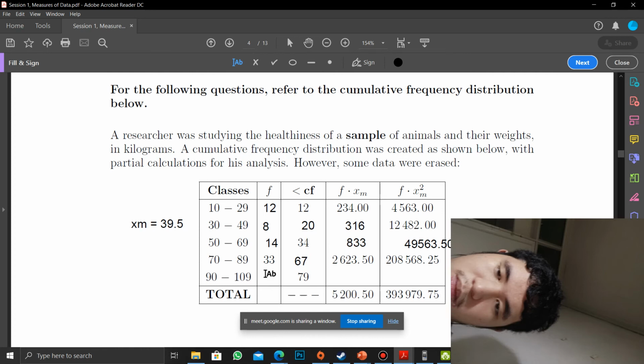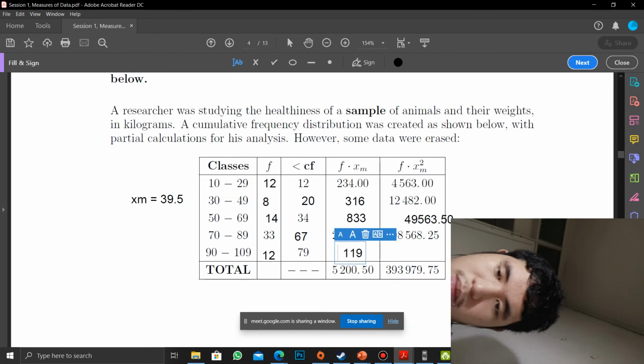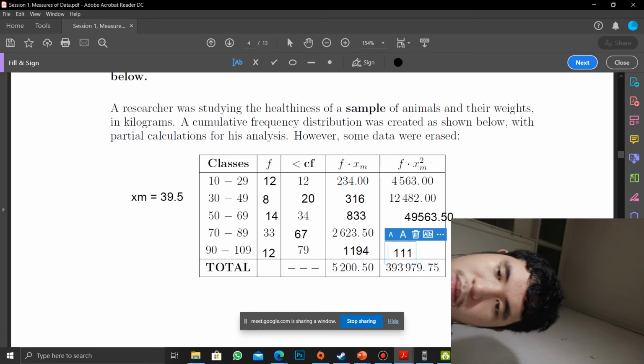Same here, 12 dapat. 79 minus 67 is 12. Next, ito, 12 times 109 plus 90 divided by 2, 99.5, 1,194. Then lastly, 99.5 squared times 12, 118,800. Frequency, if we add everything, that is a total of 79.